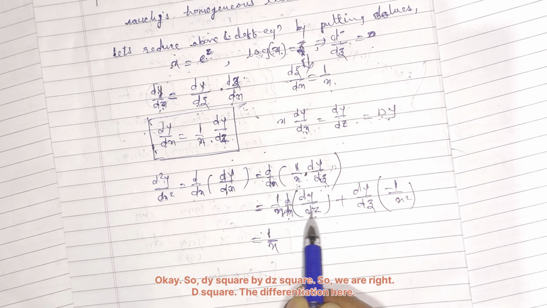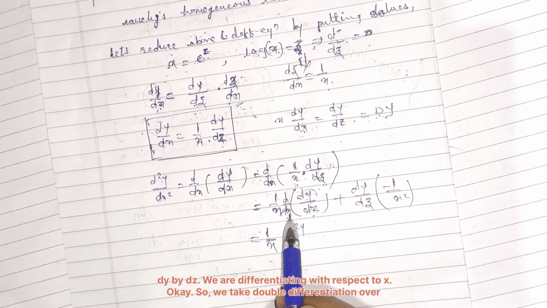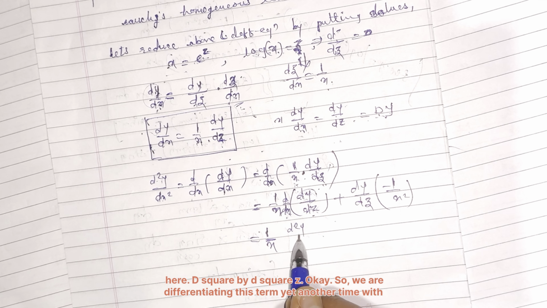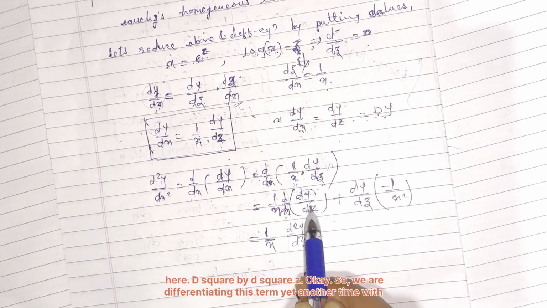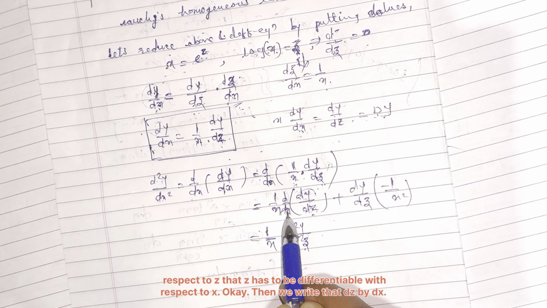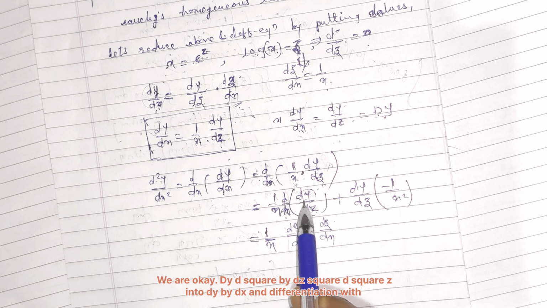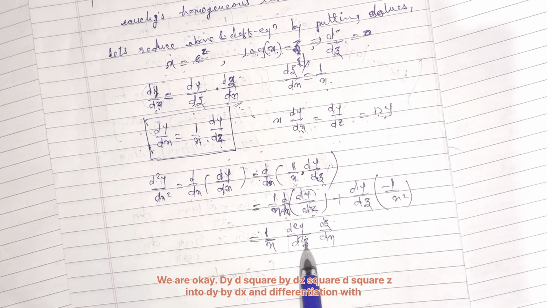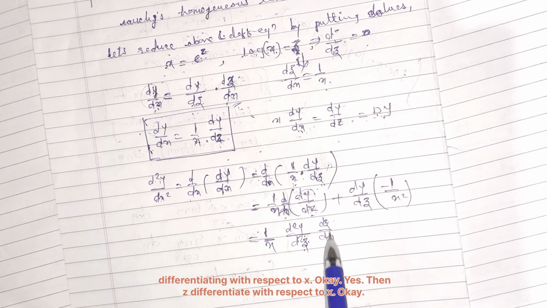So d square y by dz square. We take the double differentiation here, d square y by dz square. We are differentiating this term yet another time with respect to z, and that z has to be differentiable with respect to x. Then we write dz by dx here: d square y by dz square into dz by dx. I'm differentiating with respect to x, then z differentiated with respect to x.